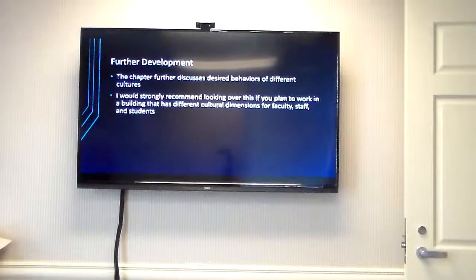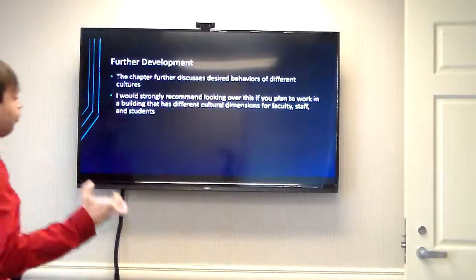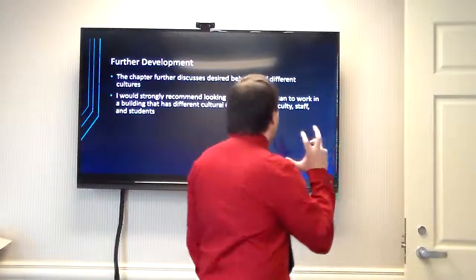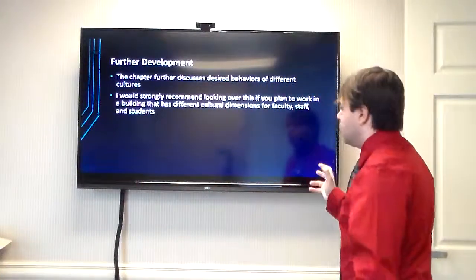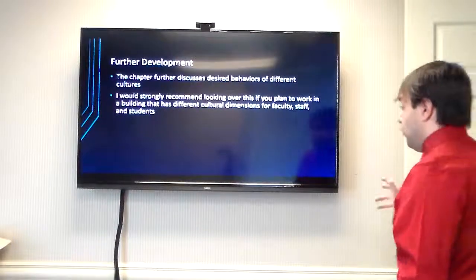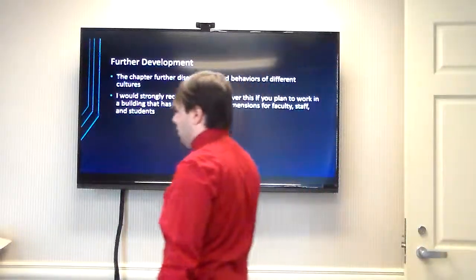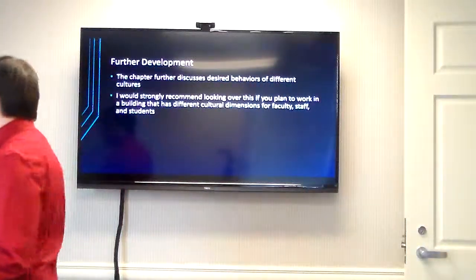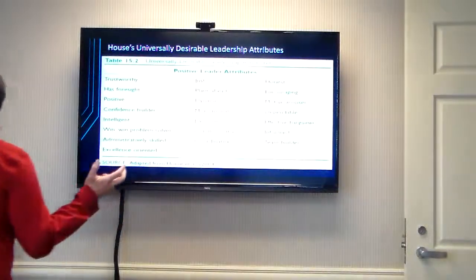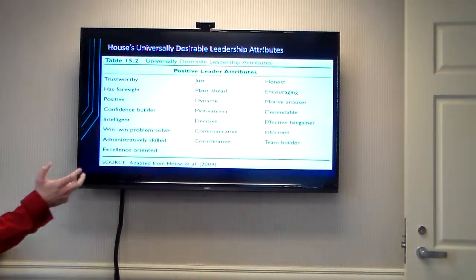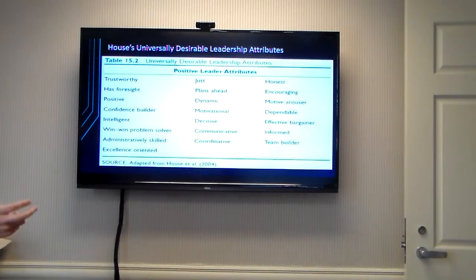So this chapter really says, you can look at different cultures, different behaviors. This is big in a doc program, but in a master's level program, we really don't go into this. But if you want to look at different cultural dimensions, I would suggest looking over some of the stuff in this chapter. These are universally desirable leadership attributes. These are things that everybody should be doing. I'll give you a minute just to kind of leave that on the board, but these are sort of your main leadership attributes.